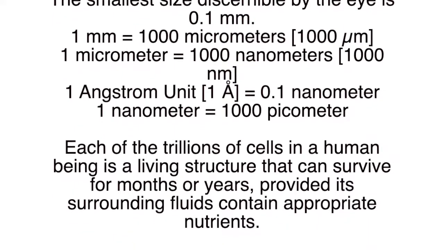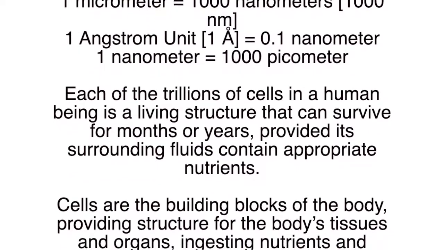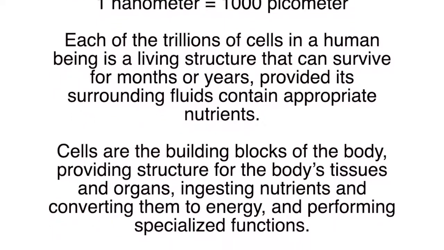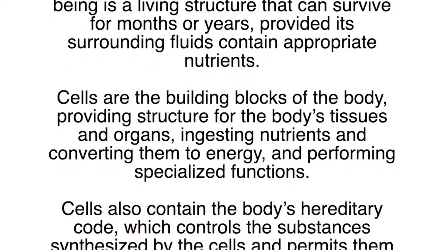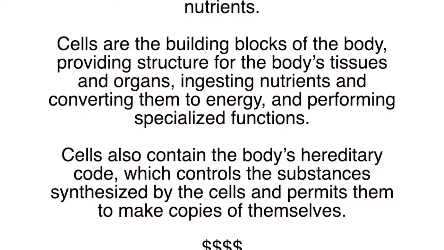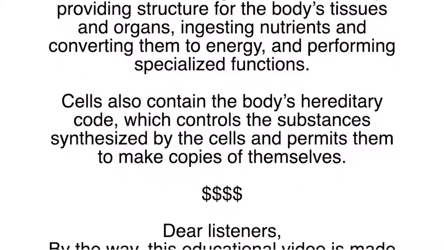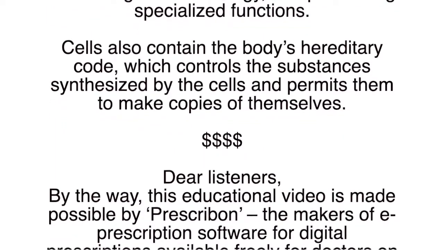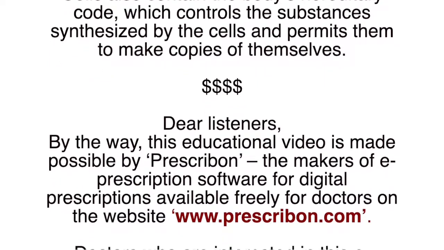Each of the trillions of cells in a human being is a living structure that can survive for months or years provided its surrounding fluids contain appropriate nutrients. Cells are the building blocks of the body, providing structure for the body's tissues and organs, ingesting nutrients and converting them to energy and performing specialized functions. Cells also contain the body's hereditary code, which controls the substances synthesized by the cells and permits them to make copies of themselves.